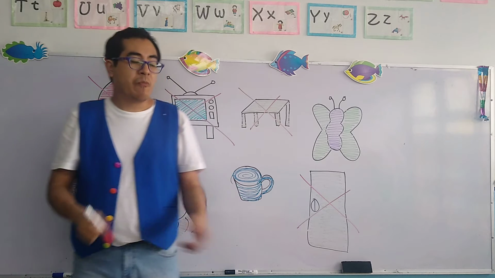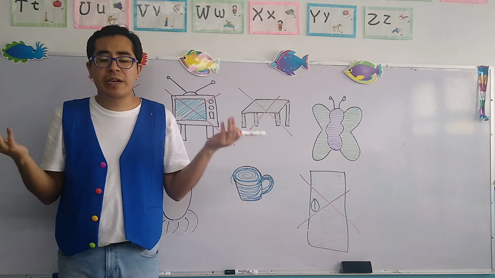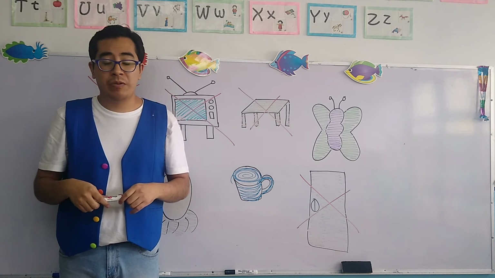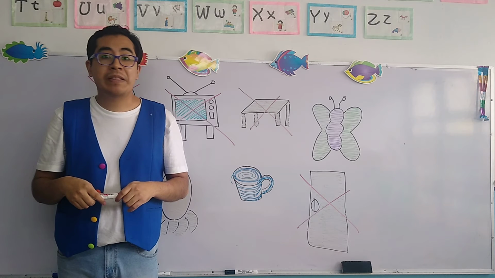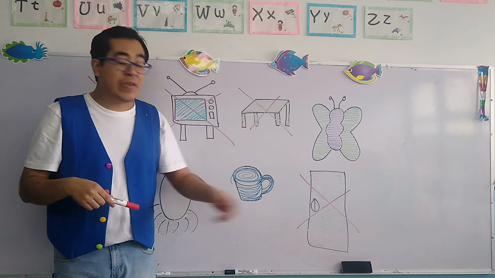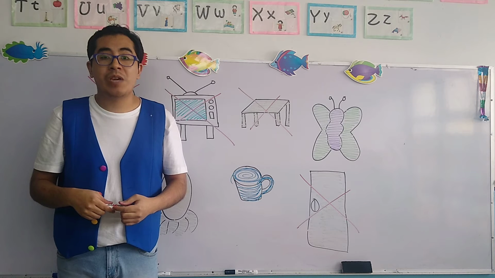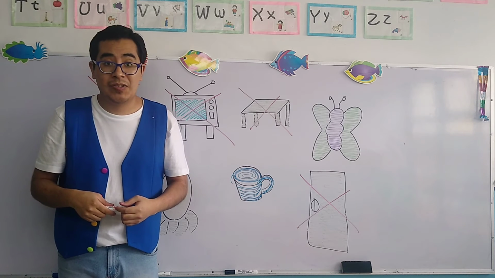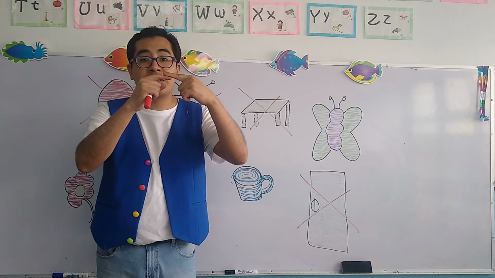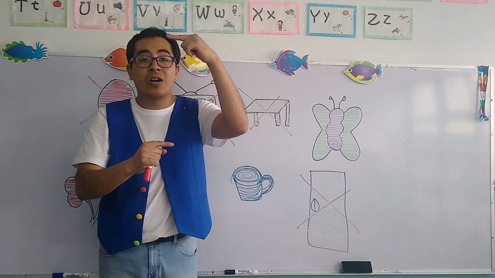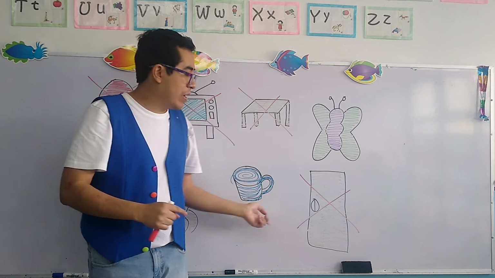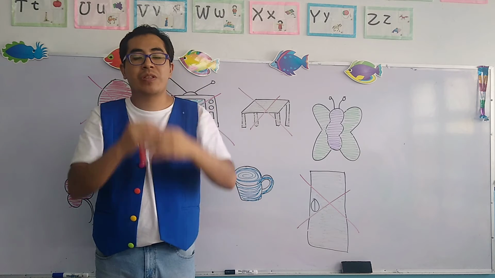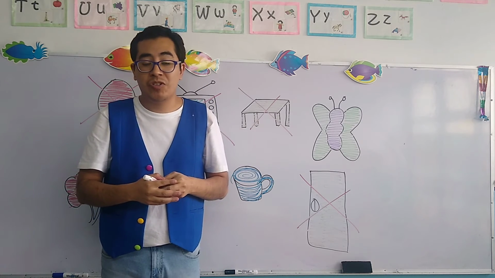Let's continue with the cup. What about the cup? Does it look like a geometric shape? No, it doesn't. Remember, the one that looks like a geometric shape is the glass. Okay? The glass is the cylinder and is larger. Now the cup is shorter, so that's why it's not like a geometric shape.